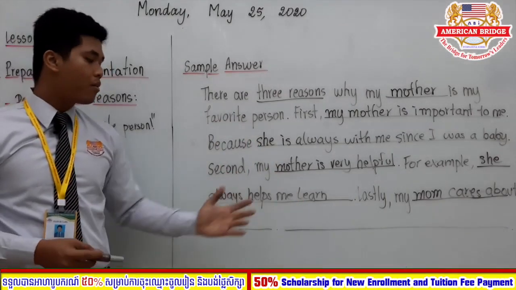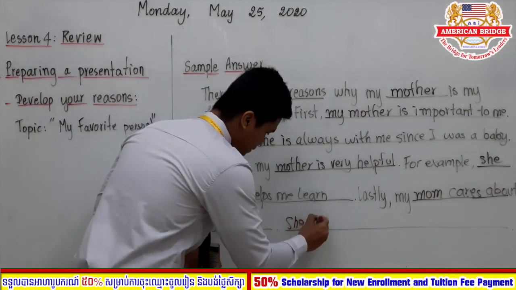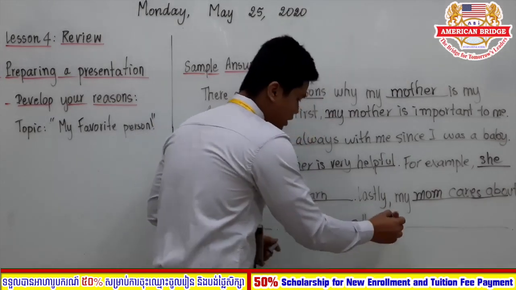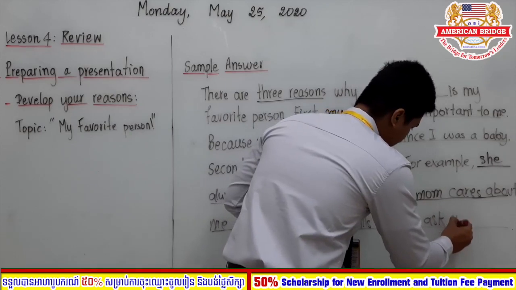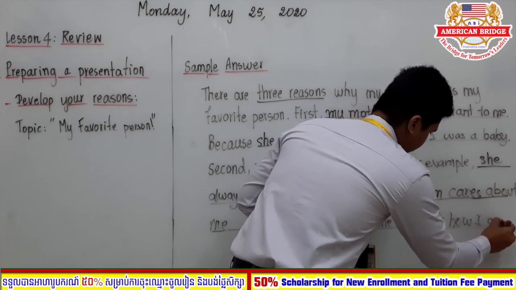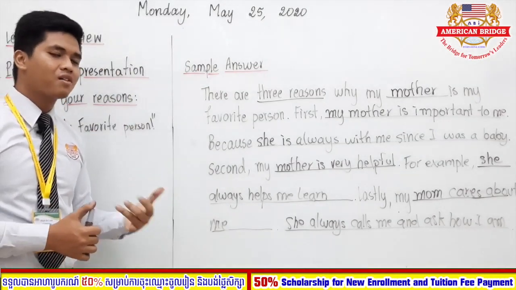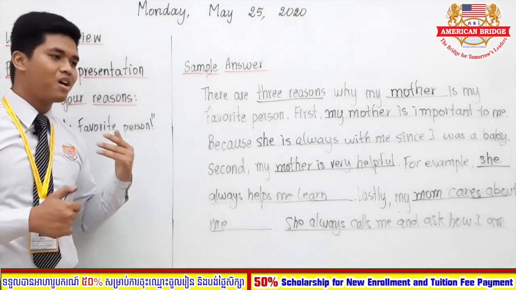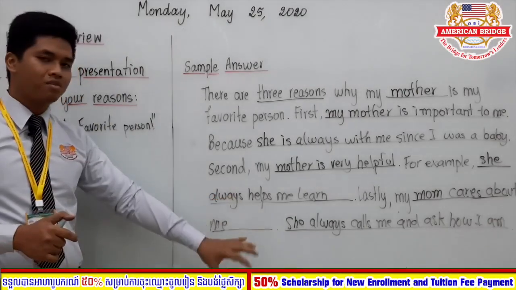So here, she cares about me. How do I say she cares about me? Because she always calls me and asks how I am. It's every day, everyone. My mom will always call me and ask, oh, have you eaten breakfast yet? Have you had lunch yet? Or what time did you go to sleep last night? Are you okay today? So she cares very much about me.